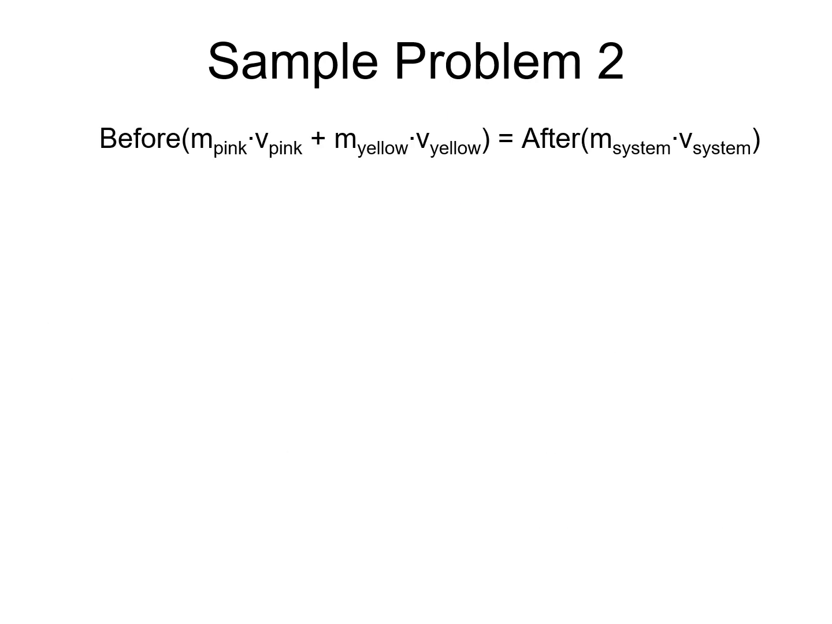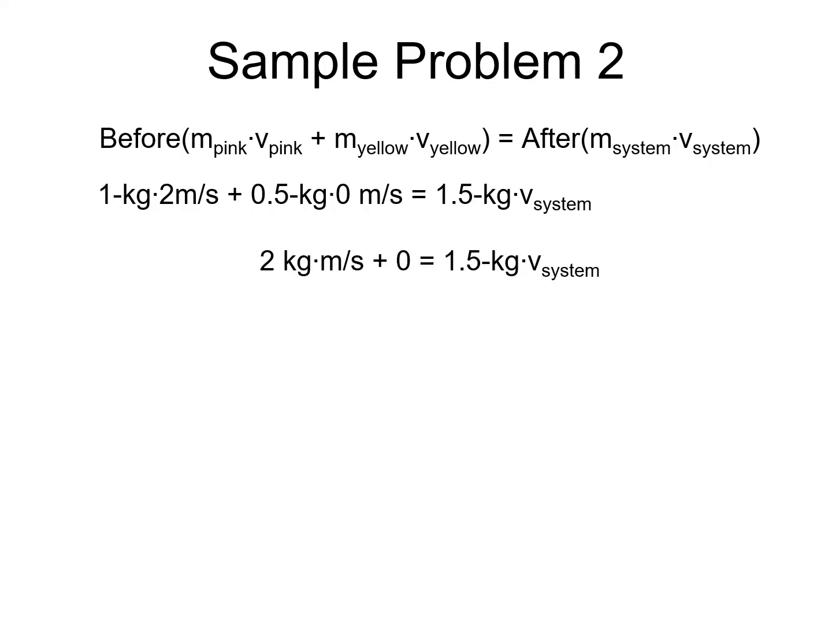If we apply our conservation of momentum equation to the question, then to plug in the numbers, you see that 1 kilogram times 2 meters per second plus 0.5 times 0, that's going to be 0, equals 1.5 kilograms times the speed of the whole system. So 2 kilogram meter per second plus 0 equals 1.5 kilograms times the speed. Divide both sides by 1.5 kilograms. Kilograms cancel out. You got 2 divided by 1.5, and that's approximately 1.3.